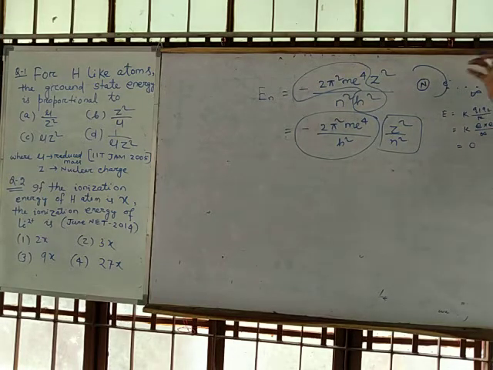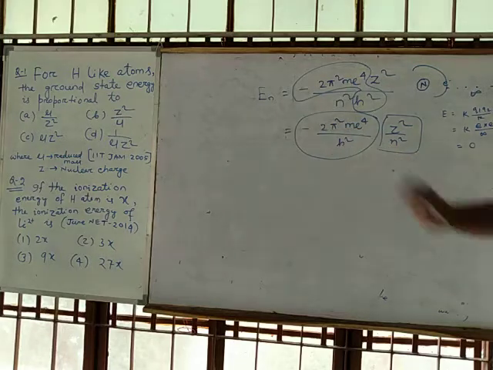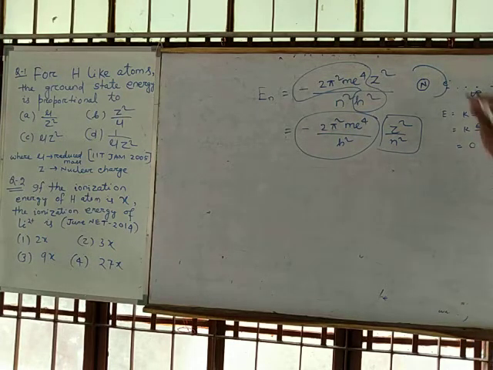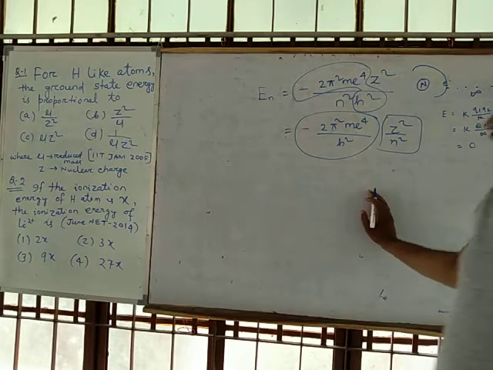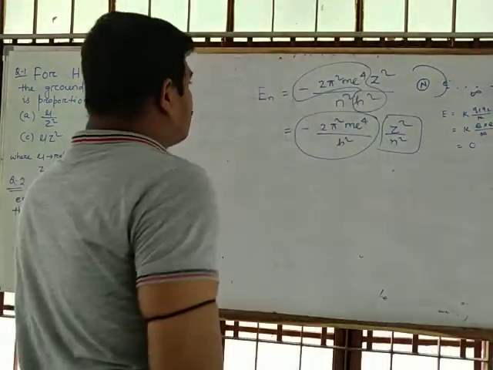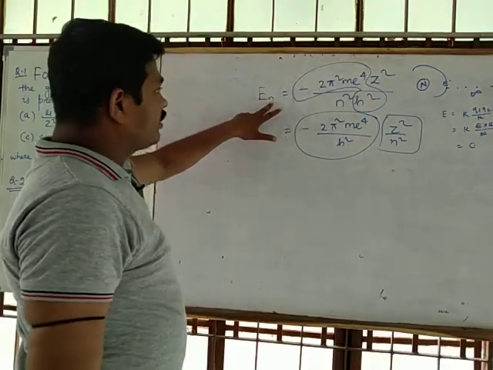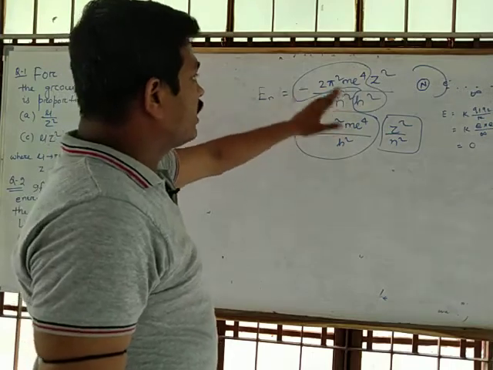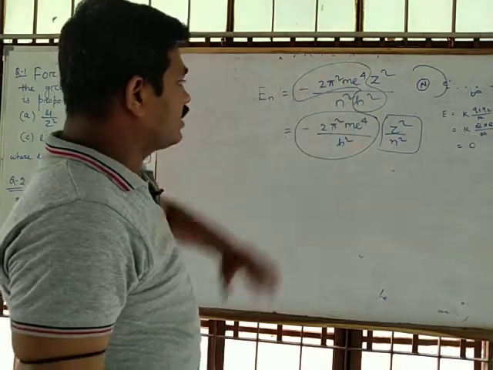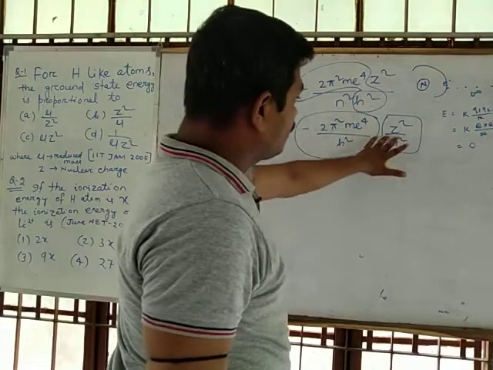When the electron reaches any orbit surrounded by the nucleus, some negative work is done. So an electron possesses negative energy. Whenever an electron revolves around the nucleus, it possesses negative energy. So the energy of the electron, as calculated by Bohr's atomic theory, for the nth orbit is E n equal to minus 2 pi square m e to the power 4 Z square by n square h square. So these are constant terms, these are variables.